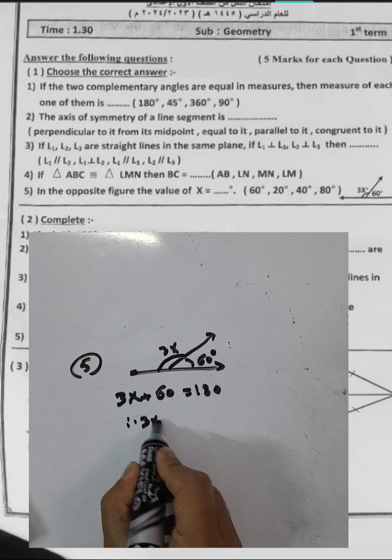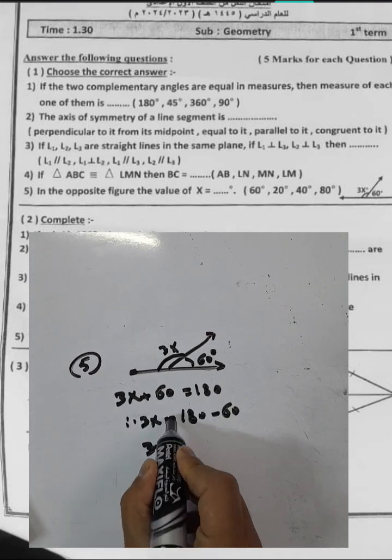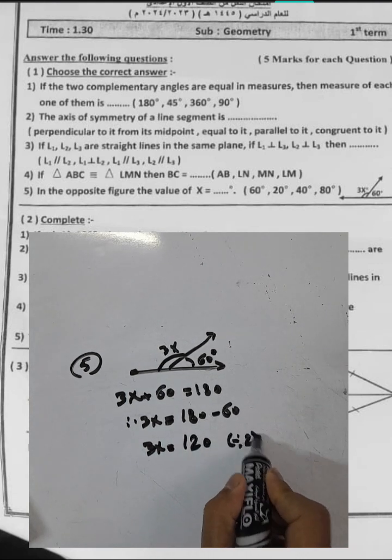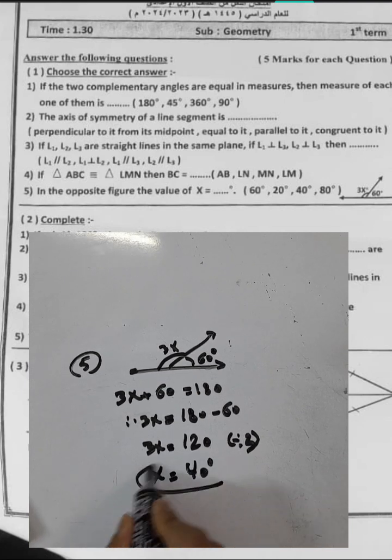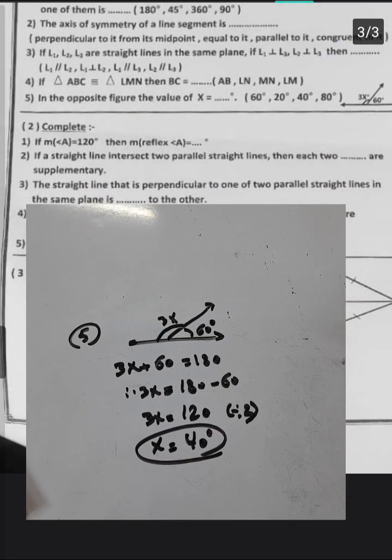Then 3x will be 180 subtract 60, which is 120, and then we can divide it by the coefficient 3 here. Then x will be equal to 40 degrees. The measure of x here will be 40 degrees. Next question, complete.